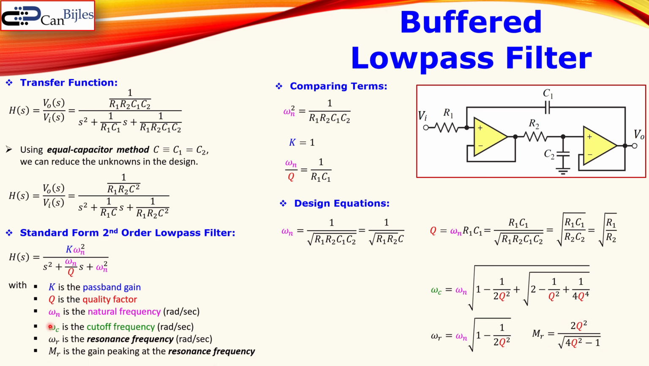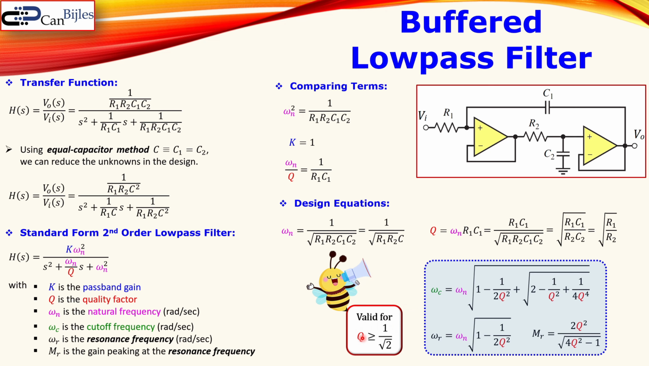So again, the parameters omega c, which is our cutoff frequency in radians per second, omega r, the resonance frequency in radians per second, and MR is our gain peaking at that resonance frequency. So these are very important parameters and equations we need to use. And this is only valid for Q larger than or equal to 1 over the square root of 2. So we cannot use it for, let's say, Q equal to 0.4.